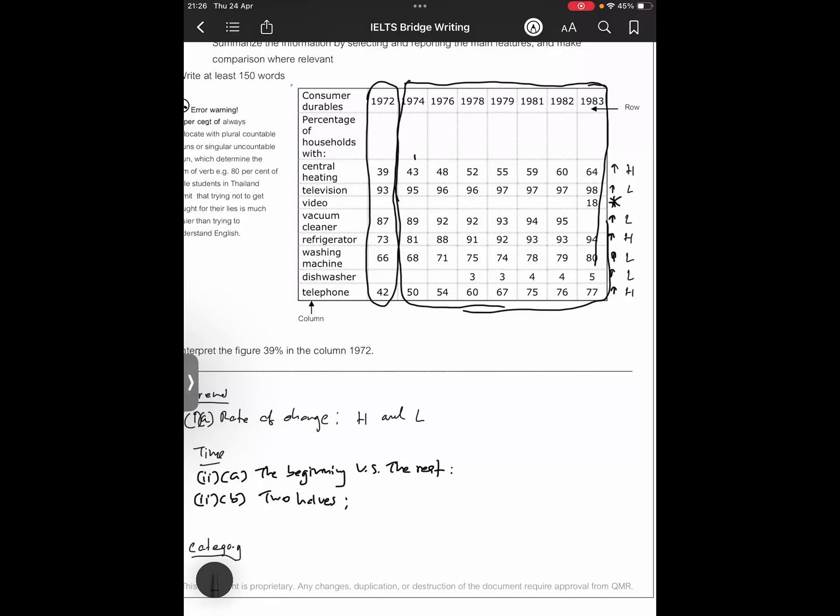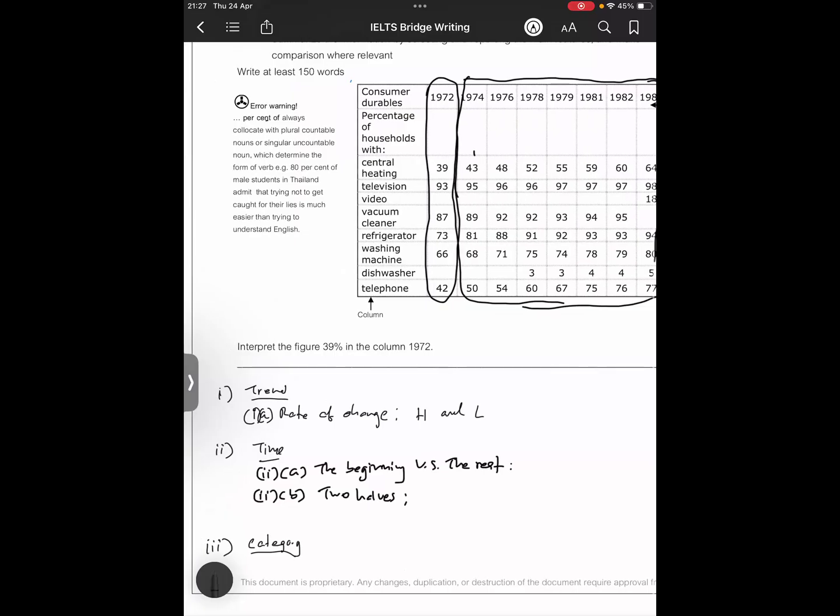Okay, so for example, if you look at telephone, in the first paragraph, right at the beginning, you would say some things like, in 1972, less than half of the British population owned a telephone. But in the next 11 years, the percentage of owners rose dramatically, right, by 35% to reach 77% in 1983. Okay. Right.